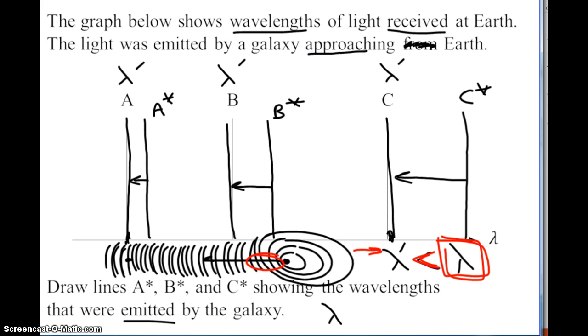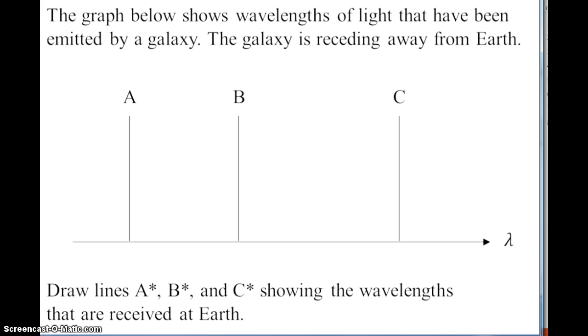Okay. Next one, the graph shows wavelengths, still dealing with wavelengths, that have been emitted by a galaxy. So now we are looking at the emitted values, the unshifted original values. Those emitted wavelengths are received at Earth. And the galaxy is receding away from Earth. We have to draw the received wavelengths, draw the shifted values.